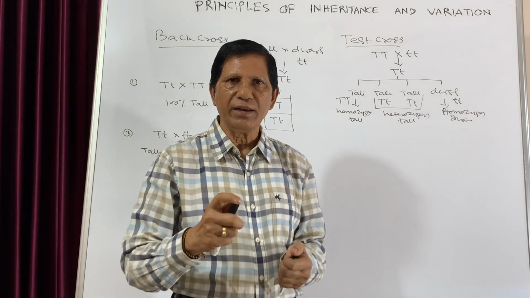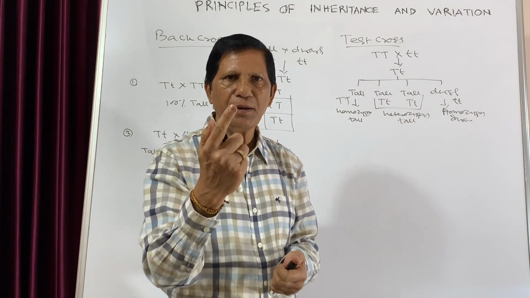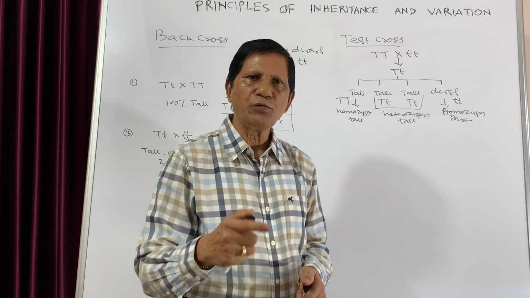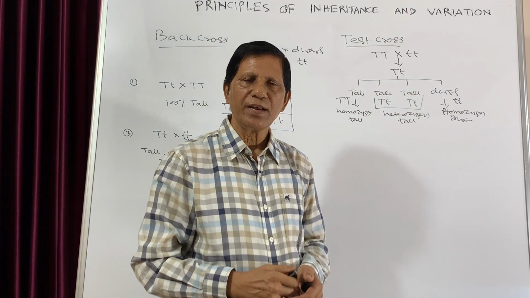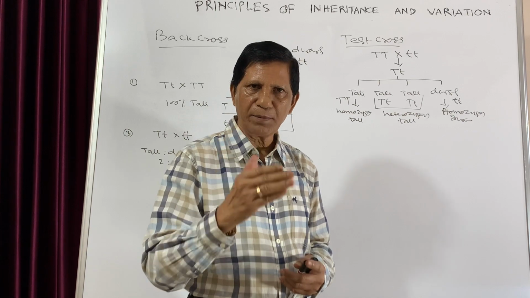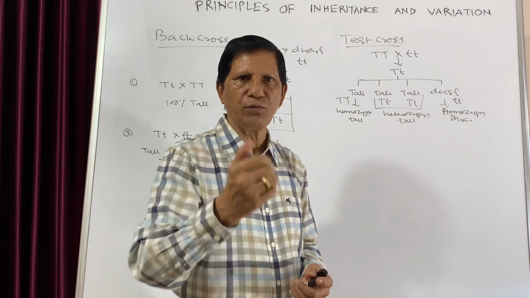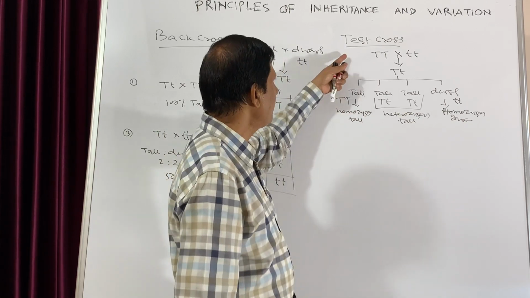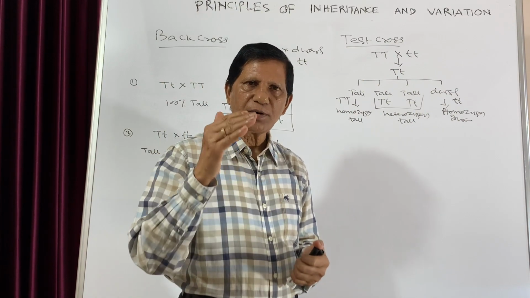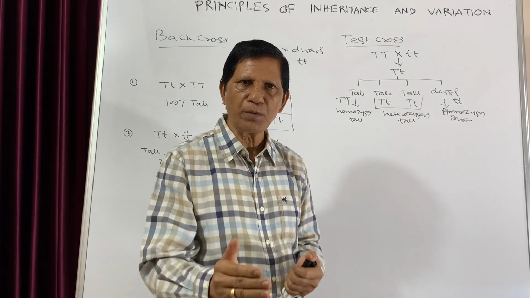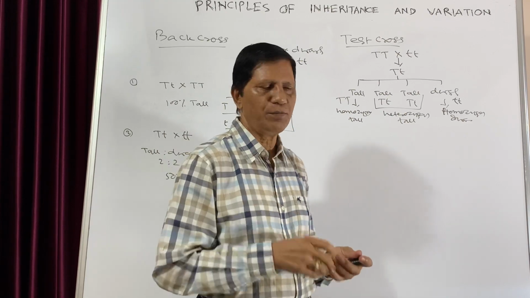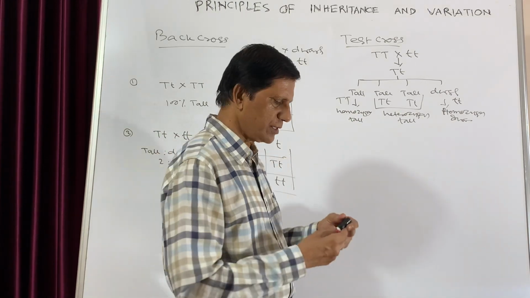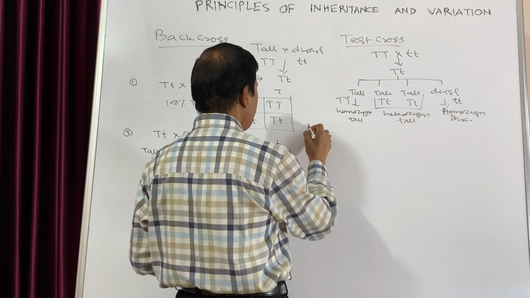Now, suppose you are given a tall plant. What will be the genotype of that plant? How can you know? That means when a plant with an unknown genotype is given to you, you can know what type of genotype it is by means of test cross. So one purpose of test cross is to know the genotype of the unknown plant. That is important. So here the test cross is possible for both monohybrid and dihybrid crosses. So for monohybrid crosses, let us take it first.